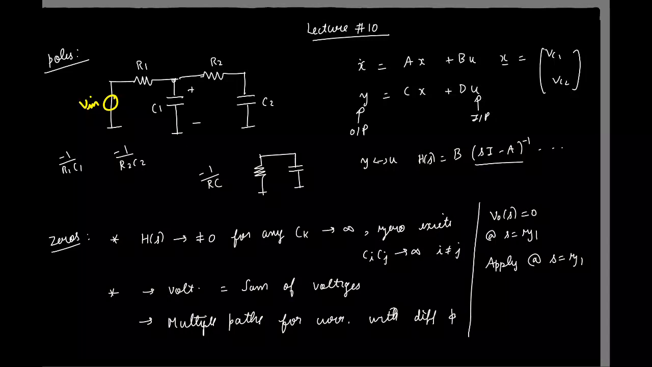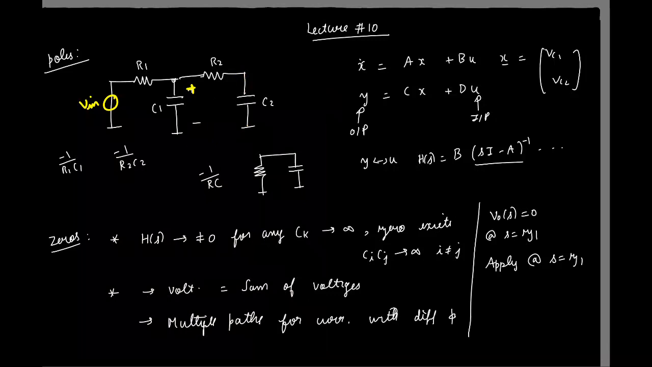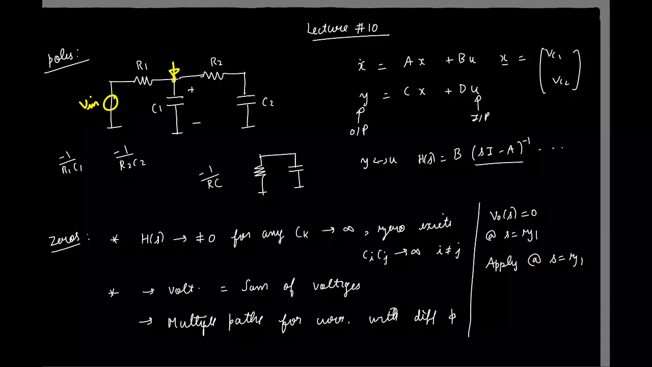And now do you think we have a zero or not? Yes, right, because now if I short this capacitor, the output is not zero. And logically also that should make sense, because this voltage is obtained as a sum of two voltages. Yes, it is basically the sum of these two voltages. So what is the zero location, do you think?